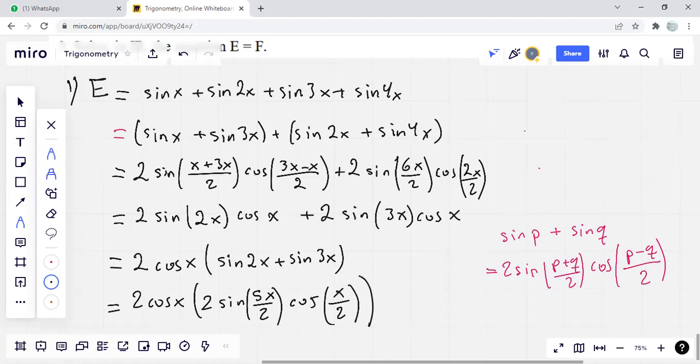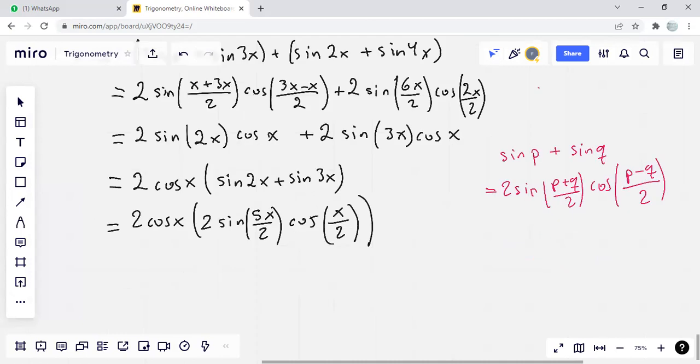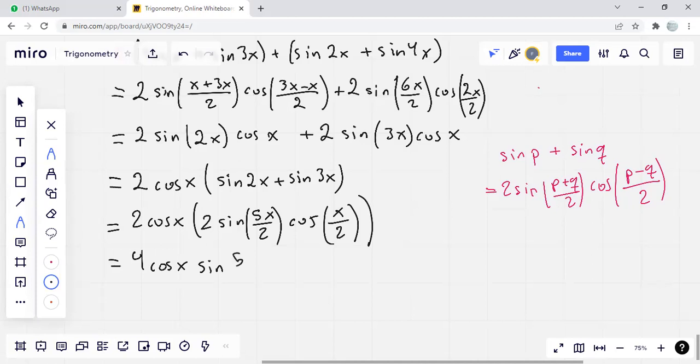Okay, and now it is the product of 3 factors. Okay, so this can be written as 2 times 2, it is 4 cosine x sine 5x over 2 cosine of x over 2. Okay, so now we have a term, another term, and a third term as the question asks. Okay, 4 alone is not a term. Okay, when we have a constant, it's not called a term. Okay, so now we have done E.